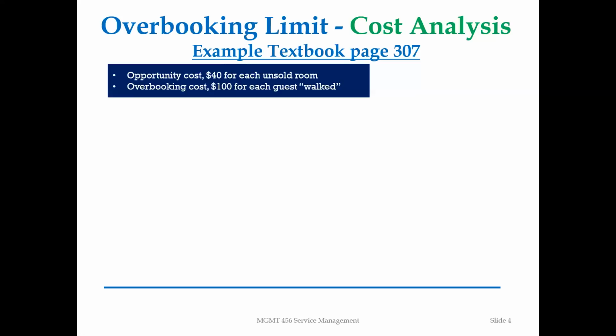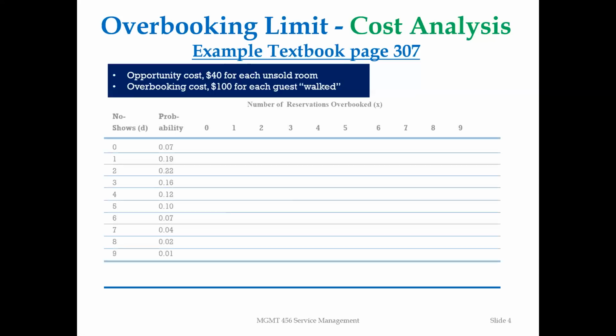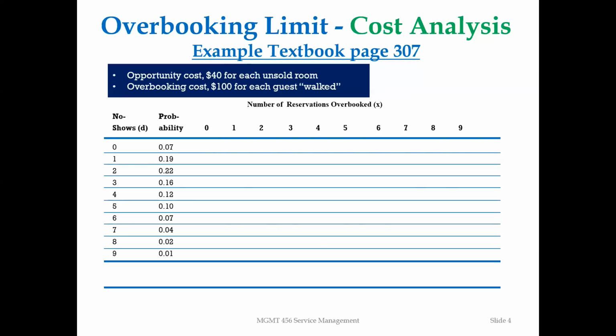So now let's look at the procedure. How do we do that? We call it cost analysis. First of all, we have to fill a table. Look at this table. The first column shows the number of no-shows from 0 all the way to 9. The second column shows the corresponding probability. The first and second columns are typically from the problem, from historical data. So it's just copy-paste.